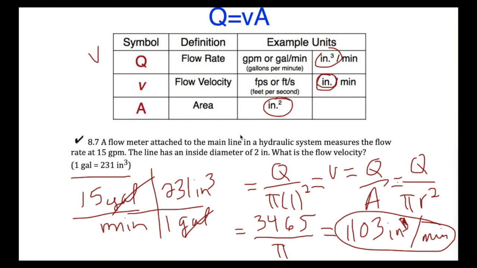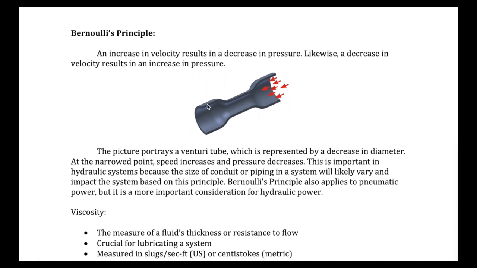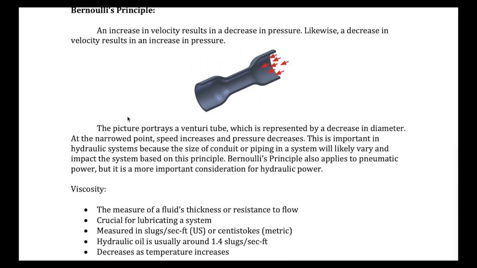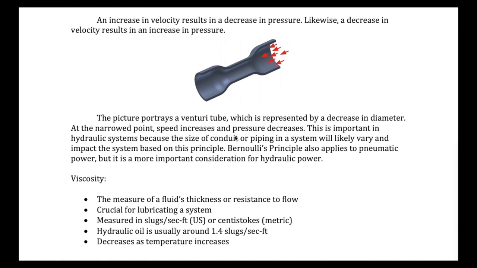Okay, there's one more thing here, and it was in some of your other videos in your notes, called Bernoulli's Principle. An increase in velocity results in a decrease in pressure. Likewise, a decrease in velocity results in an increase in pressure. Okay, so here we have what's called a Venturi tube, represented by a decrease in the diameter of it. At the narrowed point right here, the speed increases. It gets a little faster, and therefore the pressure decreases there. This is important in hydraulic systems because the size of a conduit or piping in a system will likely vary and impact the system based on this principle.